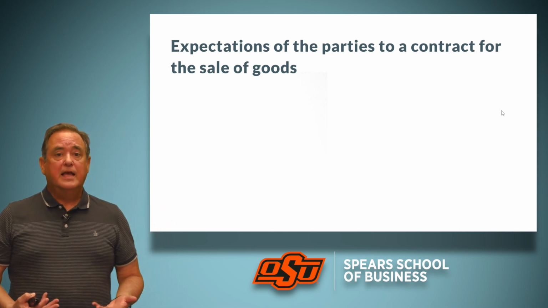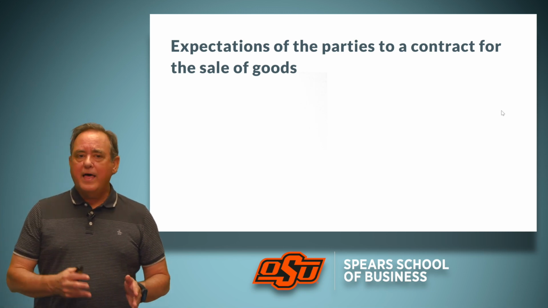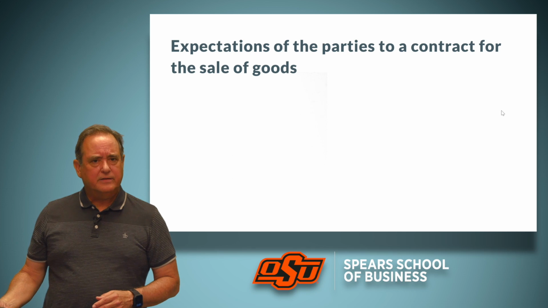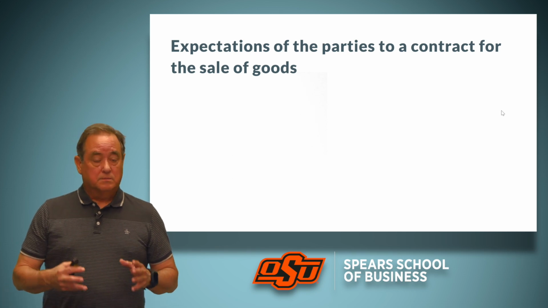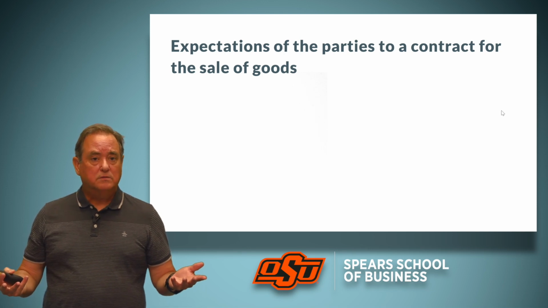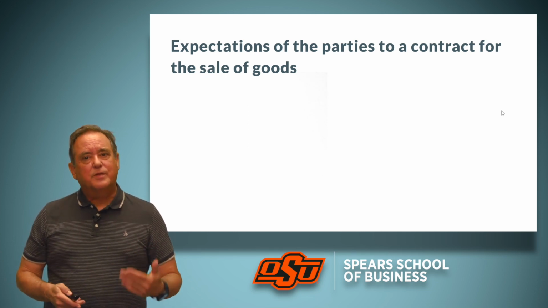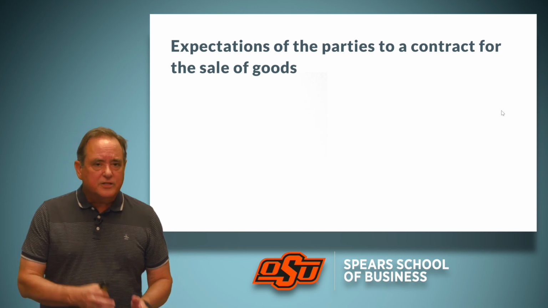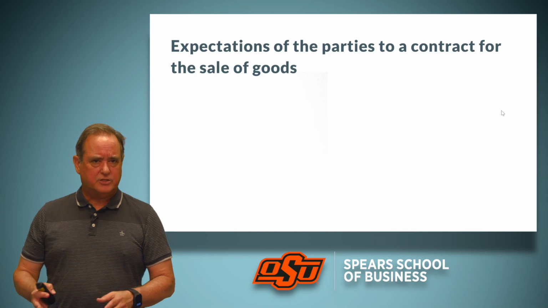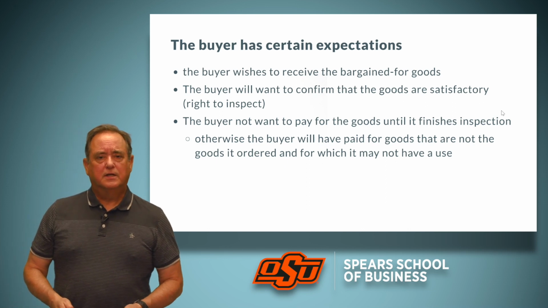We have certain expectations. And in a contract for the sale of goods, whether it is something simple and easy, like buying a bag of chips at the university store, or buying hundreds of barrels of oil from overseas, the expectations of the parties to the contract are the same. In the smallest sales transaction, and in the largest possible sales transactions, you will find that the parties have the same expectations. Let's start with a buyer.